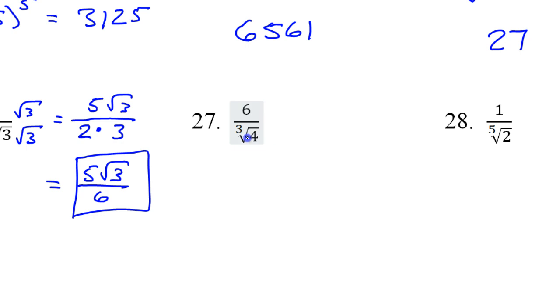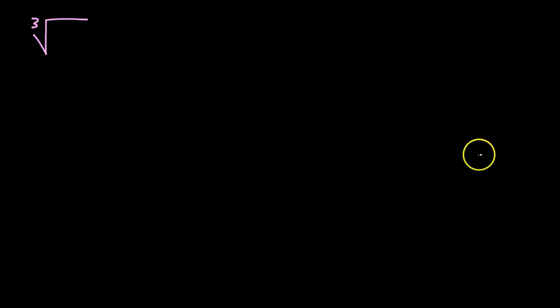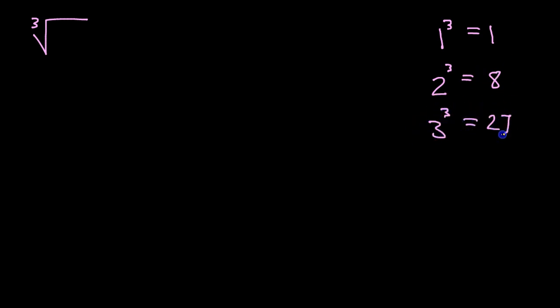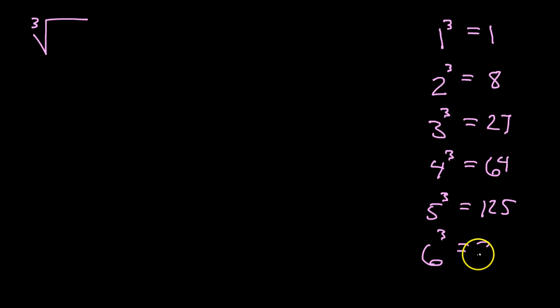Now when we have a cube root, it's going to be a little bit different. When you're dealing with cube roots, it is helpful to keep in mind what the first several perfect cubes are. Other than 1 to the third power, which of course is 1, we have 2 to the third power, which is 8. 3 to the third power is 27. 4 to the third power is 64. 5 to the third power is 125. 6 to the third power is 216. This will get us pretty far.